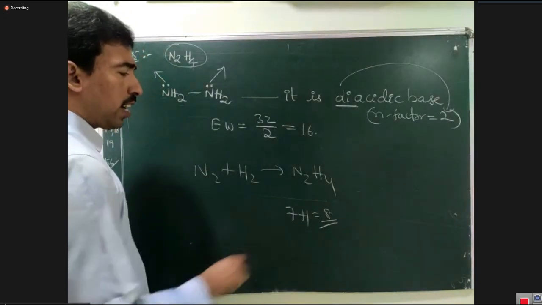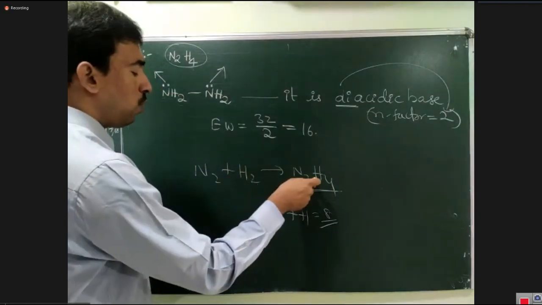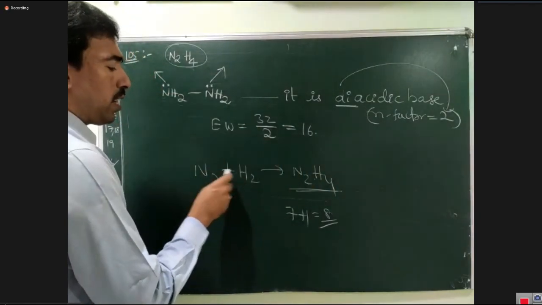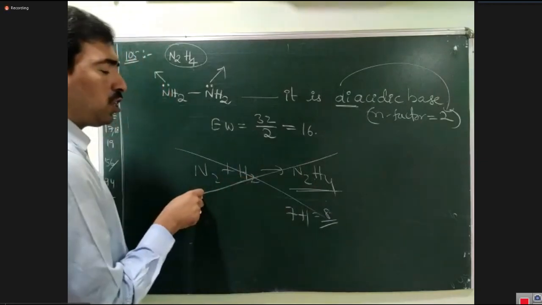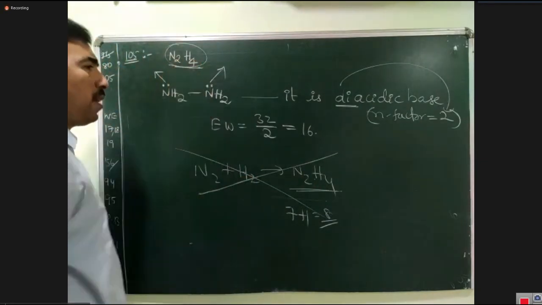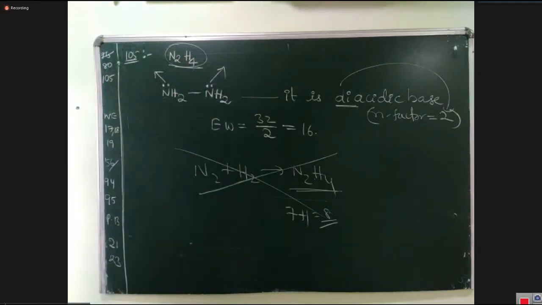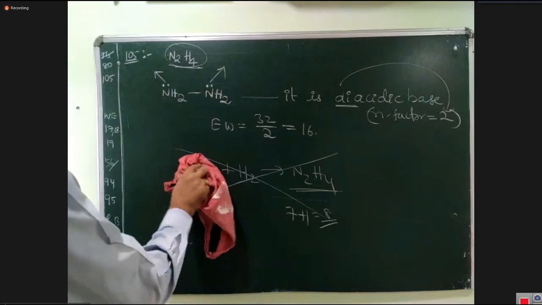This is if you consider the case of formation of N2H4 from H2. But if it is not the case of formation, and we consider N2H4 as a base, it can donate 2 lone pairs of electrons. On that basis, it is a diacidic base.